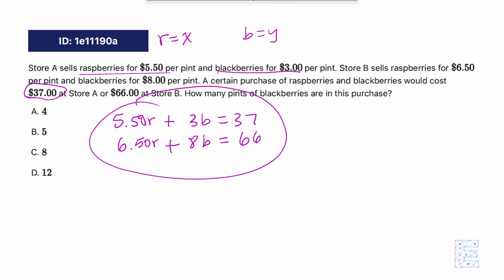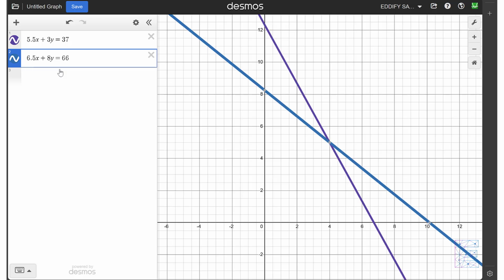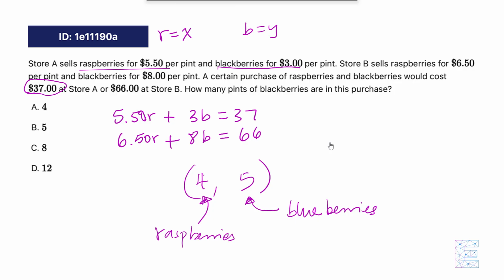Let's go ahead and do that. So we go ahead and type in those equations into Desmos, and then just find the point of intersection. You find that the X value, that is the number of raspberries, is 4, and the Y value, the number of blackberries, is 5. So let's go back to the question side and find that.